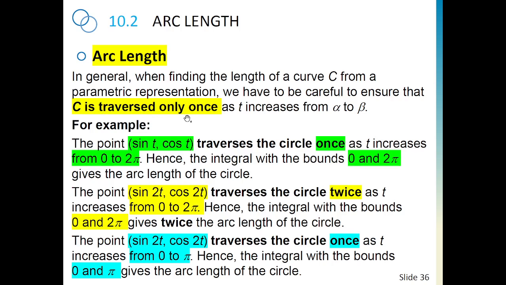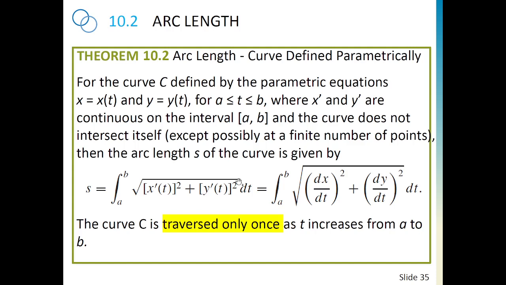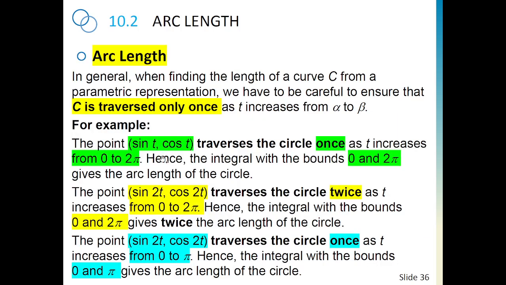So we need to be aware of that, because the limits of integration on the parameter t need to be such that we traverse the curve only once. So in the case, for example, when we have a circle and we want to find the perimeter of the circle, so basically the arc length of the curve that is the circle, and if we describe the circle by sine t and cosine t, then our parameter travels from 0 up to 2 pi and describes the circle only once. So we traverse the circle only once with this formula.